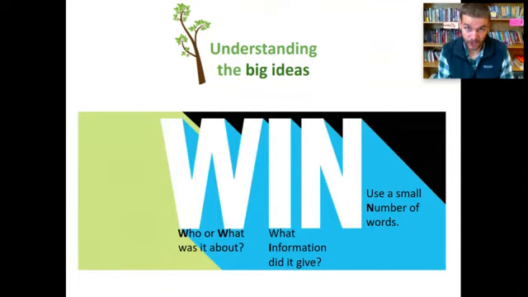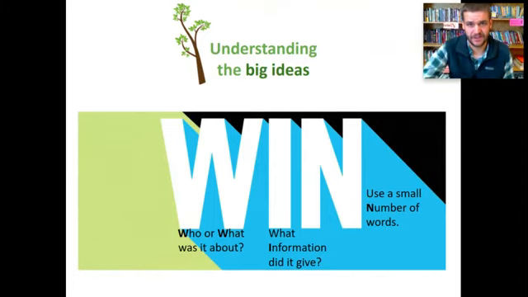Again, that's sort of like a person looking at that picture of the tree and saying, it's a leaf and a leaf and a leaf and a leaf and a leaf. That's not what you're supposed to do, though. You're supposed to zoom out and just say, what is it? It's a tree. Well, in this case, what is it about? It's about dogs make great pets. So again, that N step is reminding you, go back and make sure you used a small number of words. Double check and make sure you didn't put too much detail. Now, you don't have to count, but a good rule of thumb is somewhere in the range of 10 to 20 words. If you used more than that, you're probably writing way too many details into your main idea statement. So, W-I-N, who or what was it about? What information did it give? And use a small number of words.